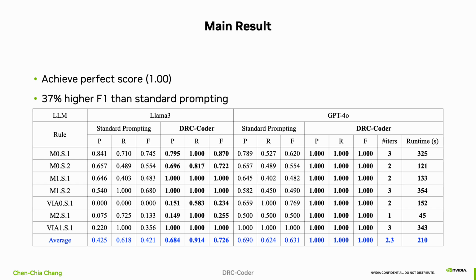We use two LLMs, Llama 3 and GPT-4o, and our baseline is standard prompting. This result shows the design rule checker generation for each design rule. And this figure shows that using DRC coder, we can improve on both LLMs. Also for GPT-4o, our DRC coder can complete all the code to have the correct DRC checking. And finally, the average runtime is only 200 seconds for each rule.